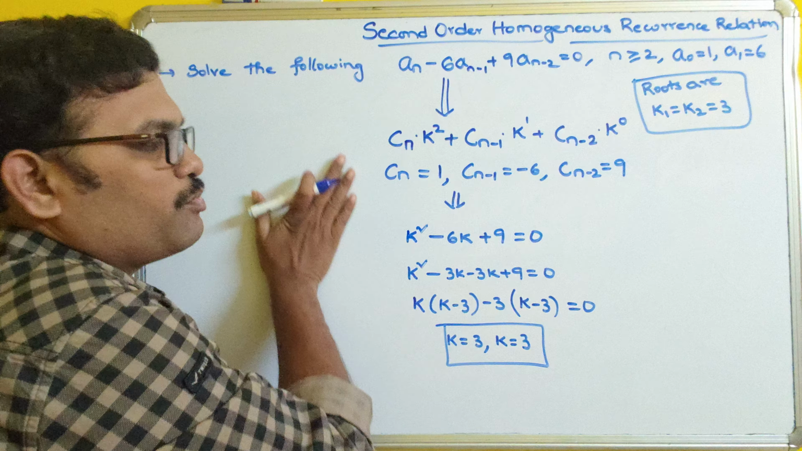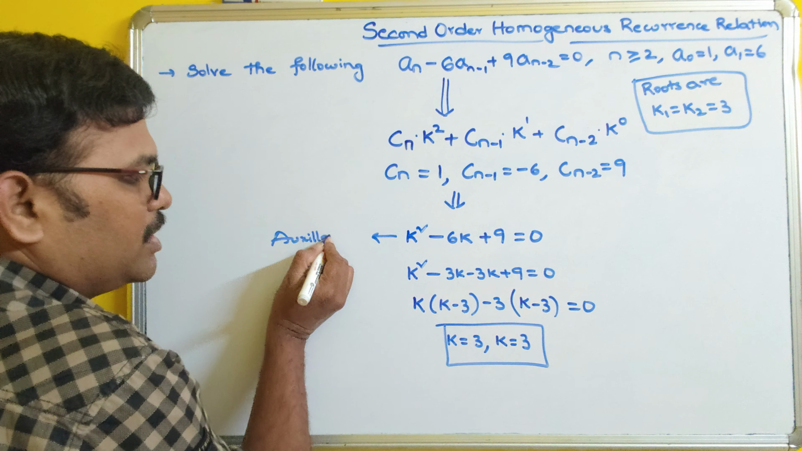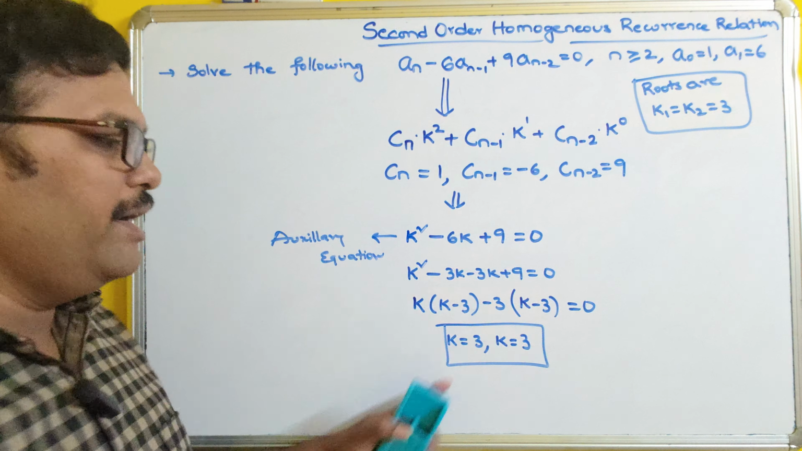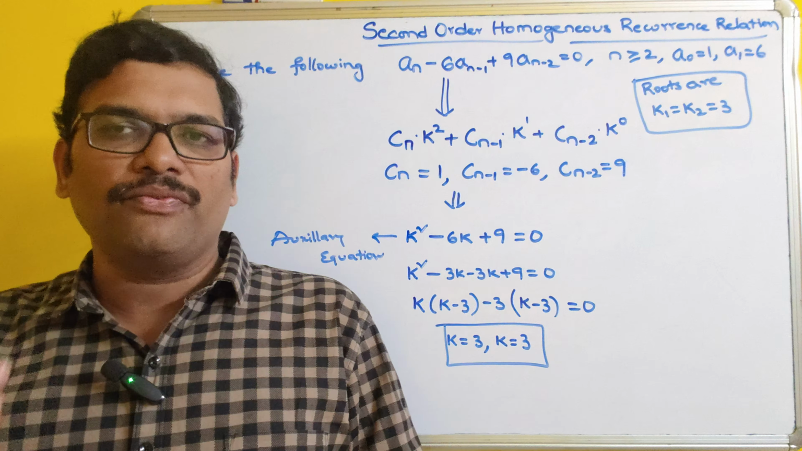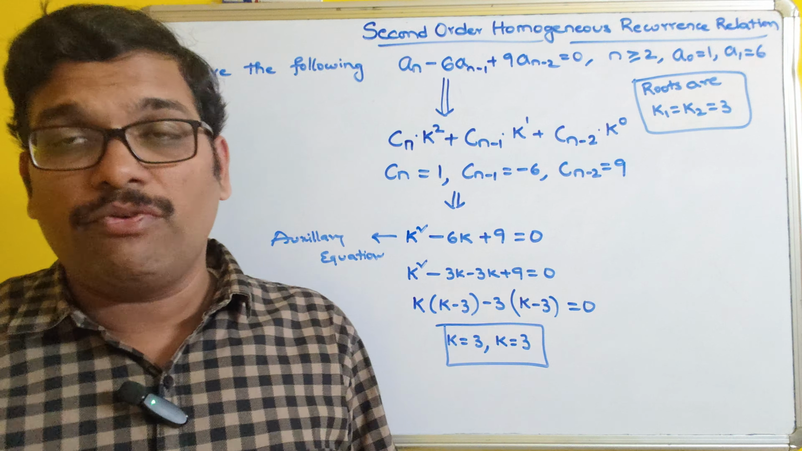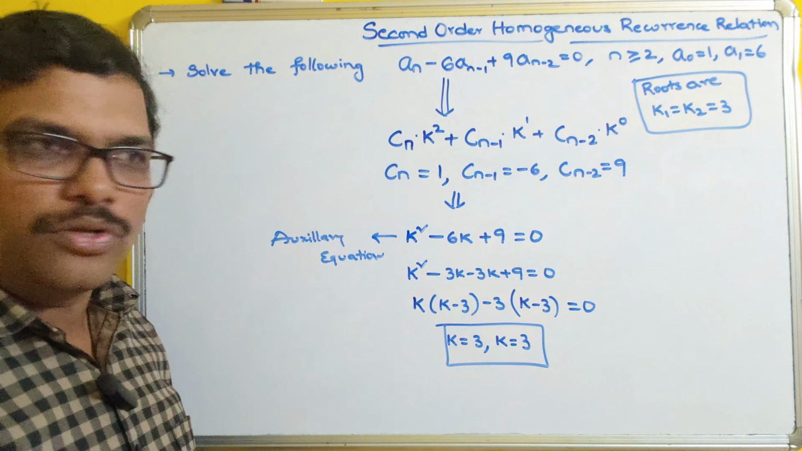Hope you understood. This is the auxiliary equation, and from this auxiliary equation we are finding the roots. So this is one process. Otherwise you can also use the quadratic formula for the roots, minus b plus or minus square root of b square minus 4ac, divided by 2a. You can follow that approach also.